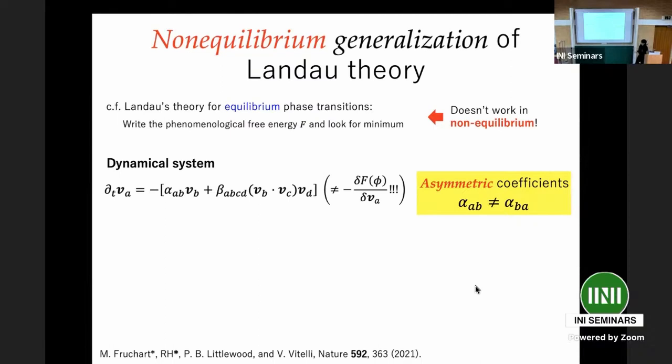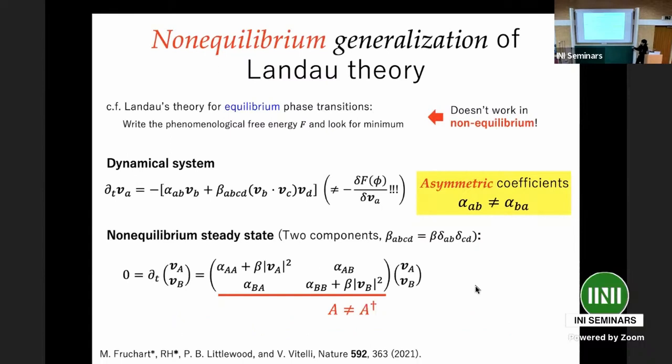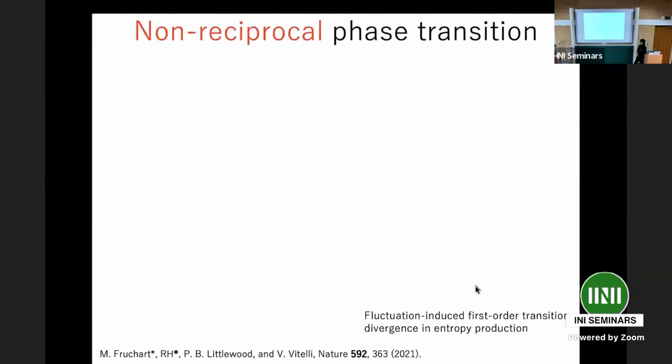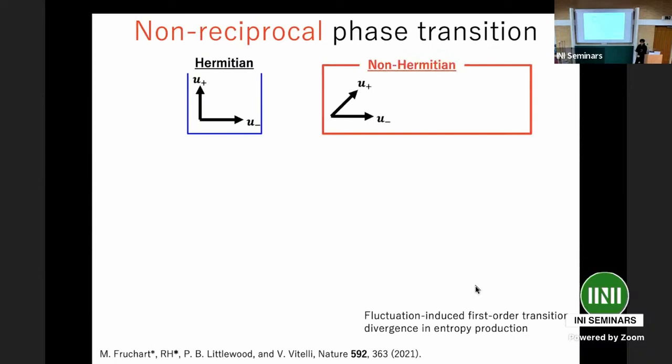As a result, if you want to look at the steady state of the system, this equation of motion is characterized by a non-linear non-Hermitian eigenvalue problem. Because this matrix is non-reciprocal, it turns out that it gives rise to a new type of phase transition, which we decided to call the non-reciprocal phase transition. If it were Hermitian, like in reciprocal systems, all the eigenvectors have to be orthogonal to each other. But when it's non-Hermitian, it doesn't have to be, and there's a special point called an exceptional point where these vectors coalesce.